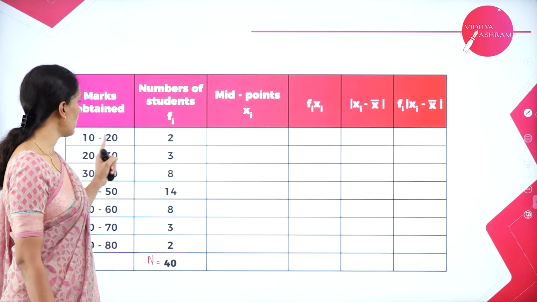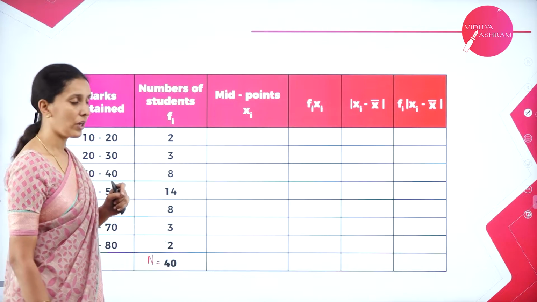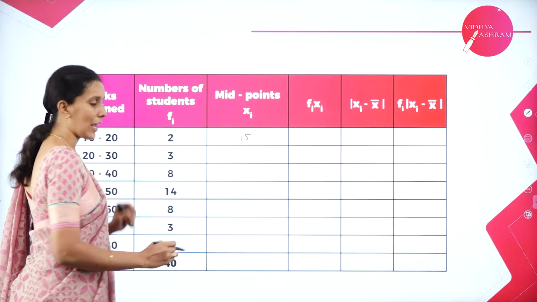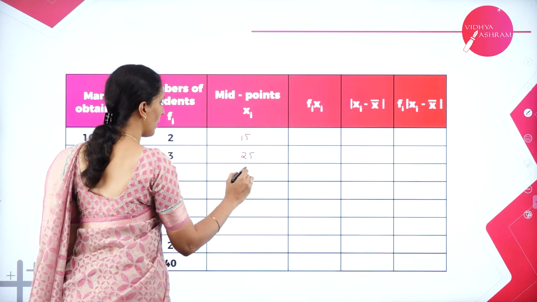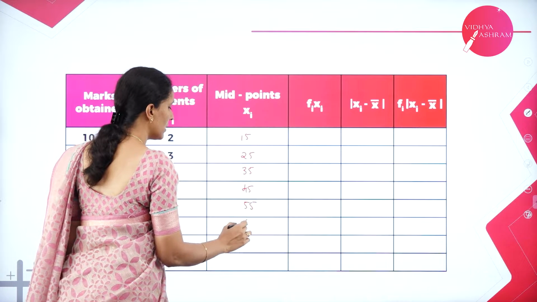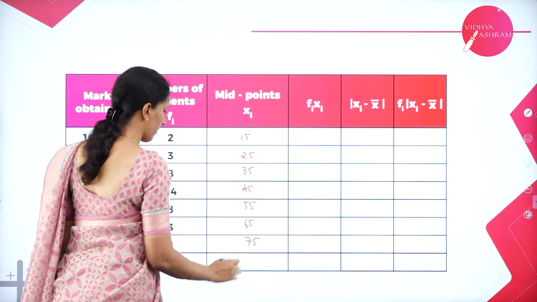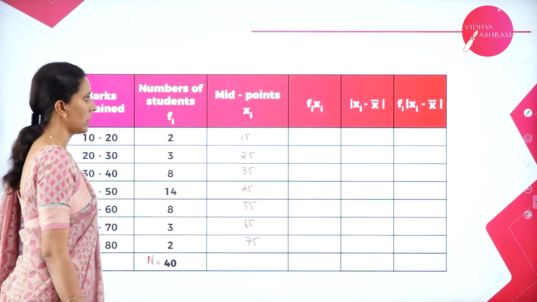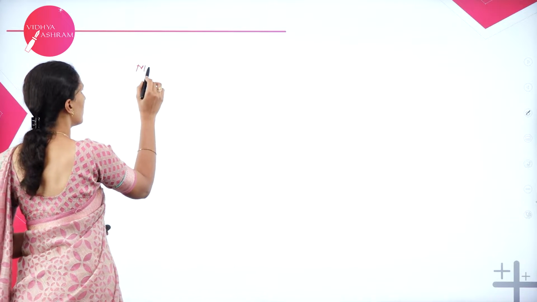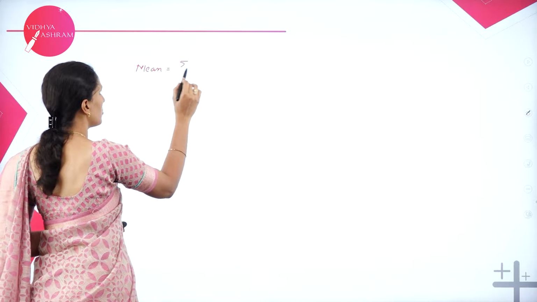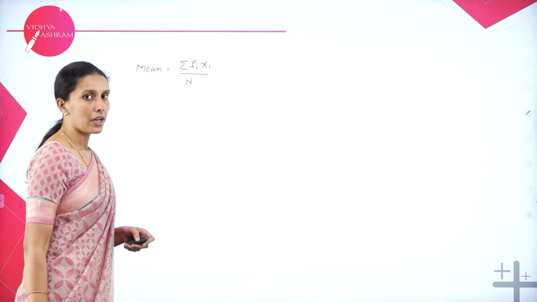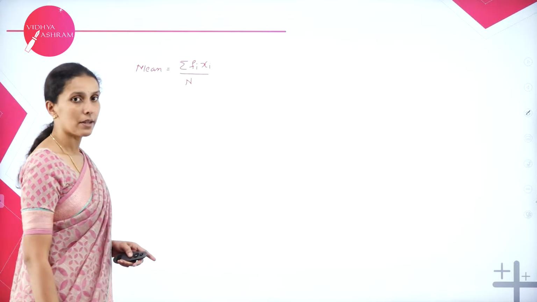So we have the class interval from 10 to 20. What is the midpoint of 10 to 20? It is 15. Similarly, take the midpoints of all the class intervals: 25, 35, 45, 55, 65, 75. So these are the midpoints. Now to calculate the mean, mean is equal to summation of fi xi divided by n. I know n, it is 40. Let us calculate summation fi xi.